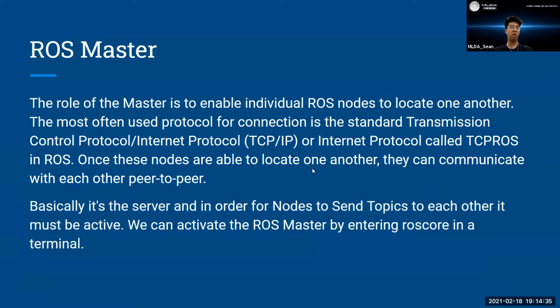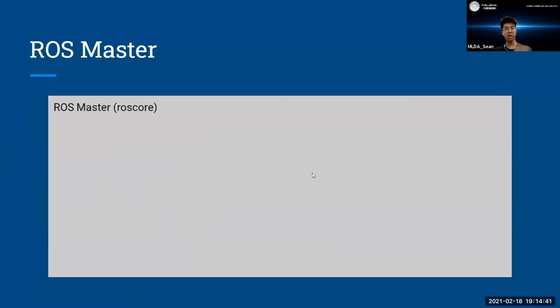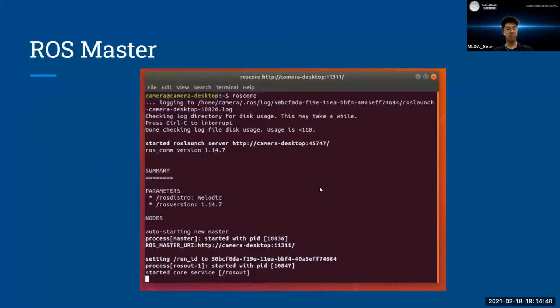And in order to activate ROS master, we just type roscore in a terminal. So where is ROS master? ROS master is actually the overall framework which supports all the nodes and topics. This is how ROS master looks like.